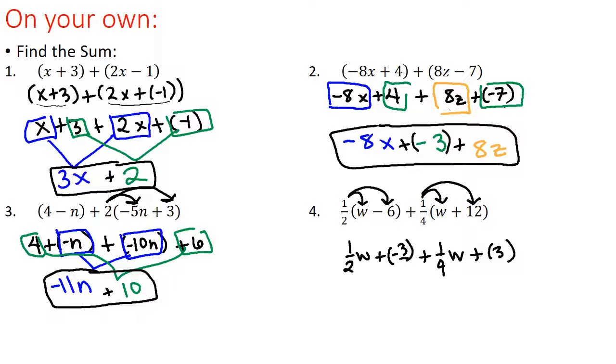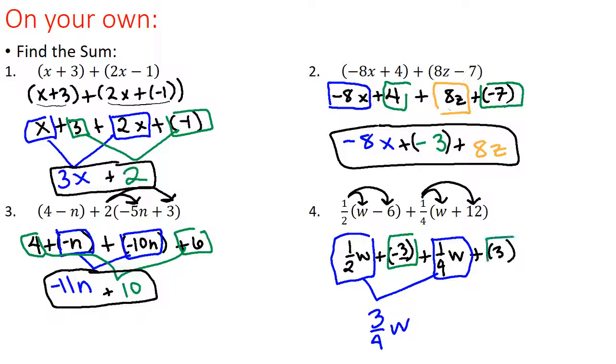So again, I go back and I look for like terms. So I see 1/2 w and 1/4 w. So 1/2 w and 1/4 w is going to give me 3/4 w. And negative 3 and 3 are going to combine to give me 0. And I actually don't have to write that 0, so my answer is going to give me 3/4 w.